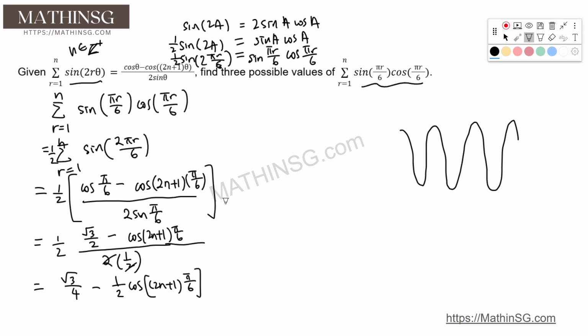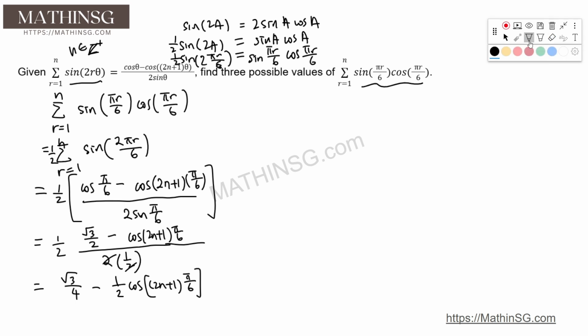So we know that when we sub in n equals 1, 2, 3, 4, 5, 6, 7, 8, and so on, after a while the values of cosine (2n+1)π/6 will start to repeat themselves because of the nature of a trigo graph. It is a periodic graph, so after a while the values will repeat themselves.